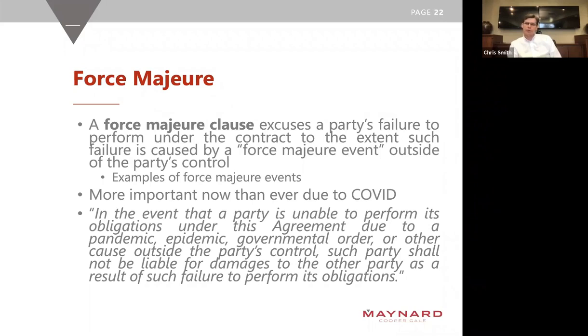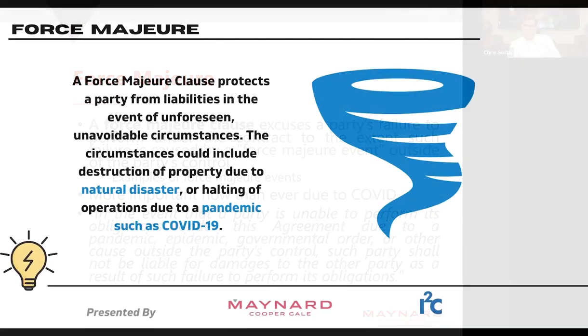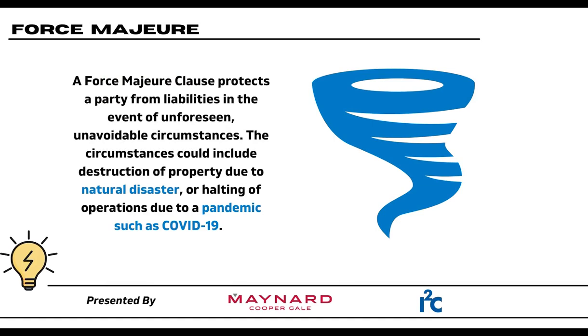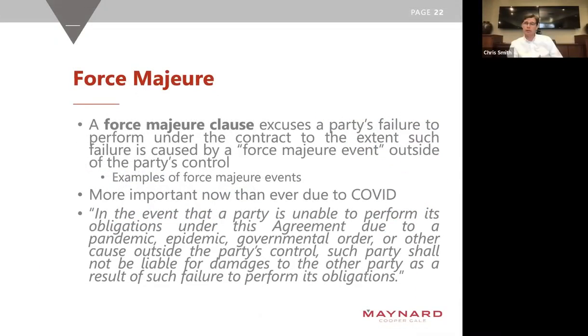So, if you're supplying product, but your manufacturing facility is wiped out by a natural disaster, a tornado, a hurricane, whatever it may be, you could point to your force majeure clause and say, hey, I didn't perform under the agreement, but I couldn't do so because of this unpredictable, unpreventable event. Labor strikes are another good example. Pandemics and epidemics can be included.